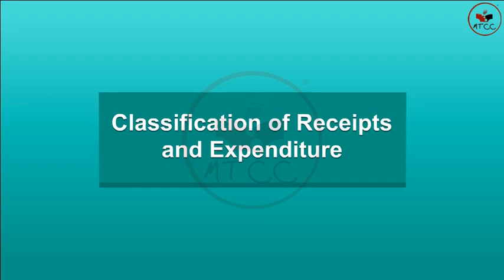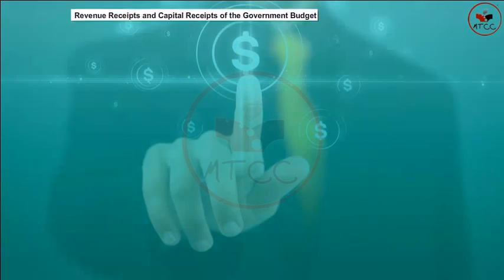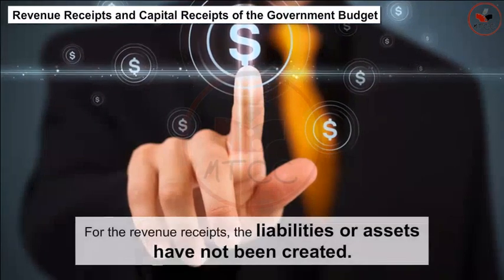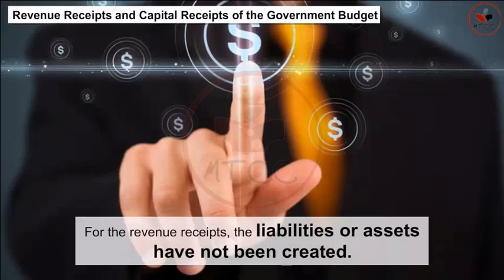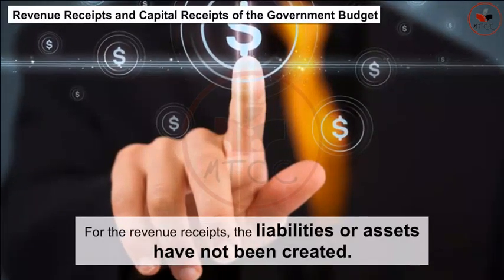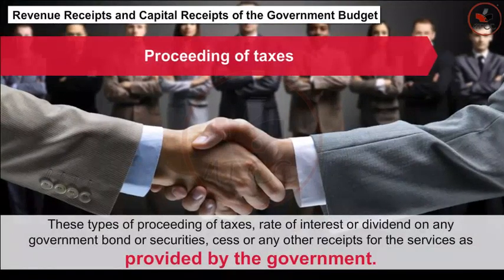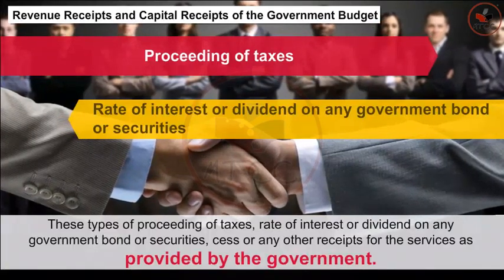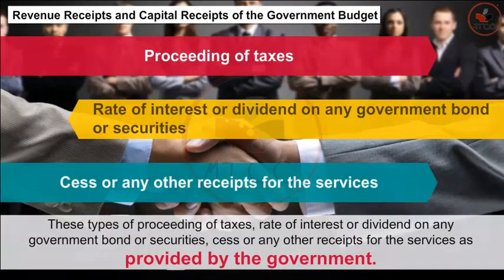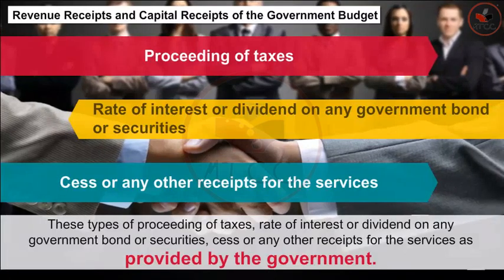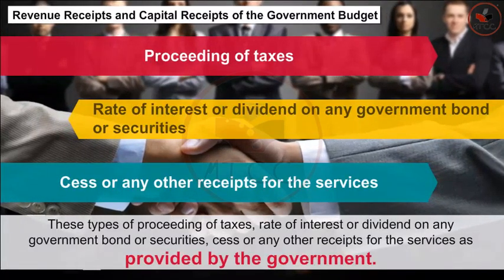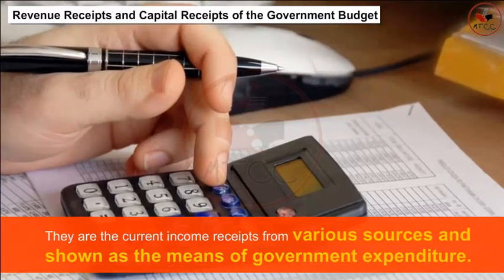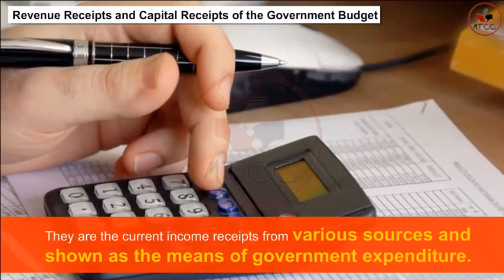Classification of receipts and expenditure. Revenue receipts and capital receipts of the government budget. For revenue receipts, no liabilities or assets are created. These include proceeds of taxes, rate of interest or dividend on any government bond or securities, cess or any other receipts for the services provided by the government. They are the current income receipts from various sources and shown as the means of government expenditure.